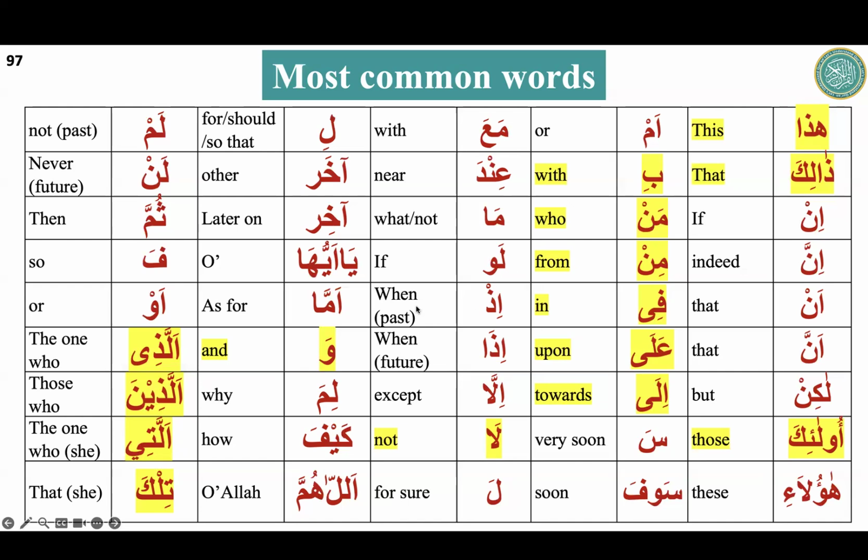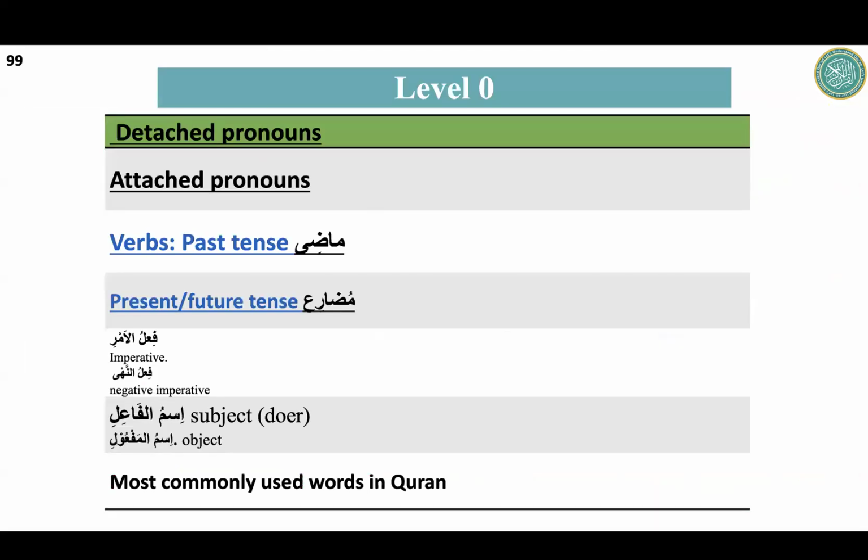Law, if; idha, when; illa, except; la, not. And la, sometimes it means for sure. Kaifa, how. Allahumma, oh Allah. Everybody has to spend some time on this, and all these words should be at our fingertips. So that is the end of level 0.